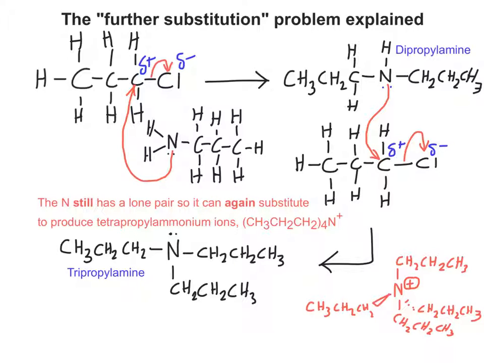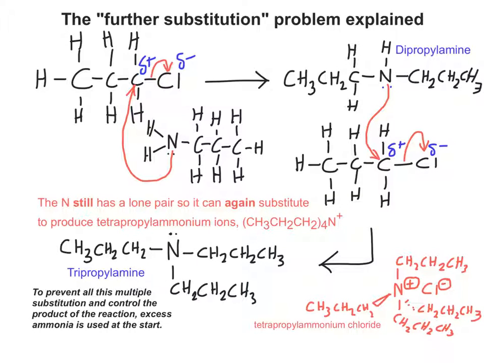What this now does is it reacts with one of the chloride ions, because every time the substitution takes place a chloride ion comes off, doesn't it? So this now forms a quaternary ammonium salt called tetrapropyl ammonium chloride. To prevent this problem in the first place, this is why excess ammonia is used at the beginning. Because if excess ammonia is used, then it'll just be ammonia that keeps going back and producing propylamine, which is what we want. Not dipropylamine, not tripropylamine, and not tetrapropyl ammonium chloride.